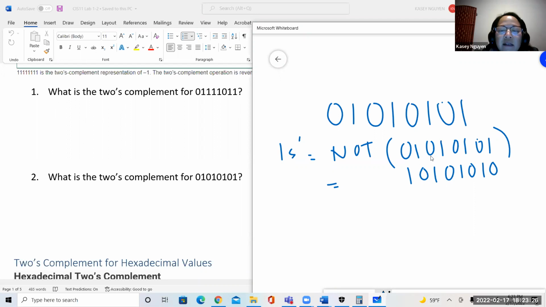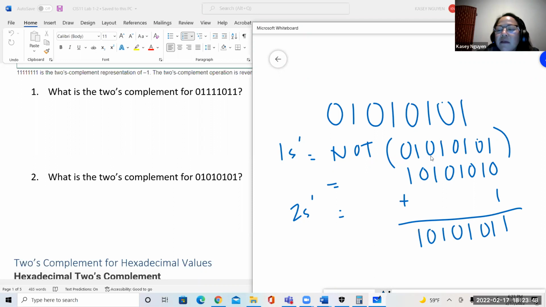Now to get it to the 2's complement, we have to do a plus 1. We simply take 0 plus 1, which gives us 1, and the rest just drop down, and you add the 0 in the front here. So that will be 1, 0, 1, 0, 1, 0, 1. And this is your answer.